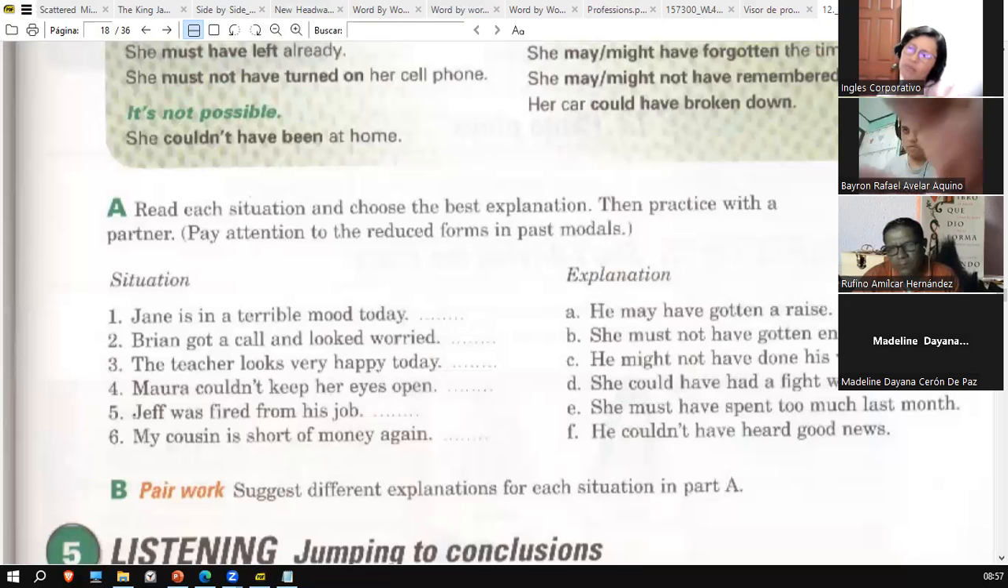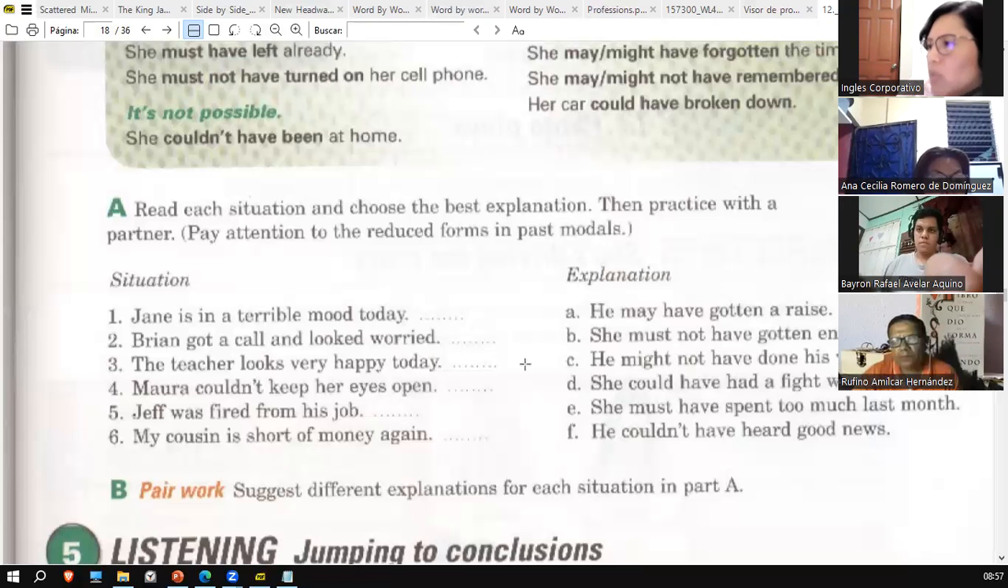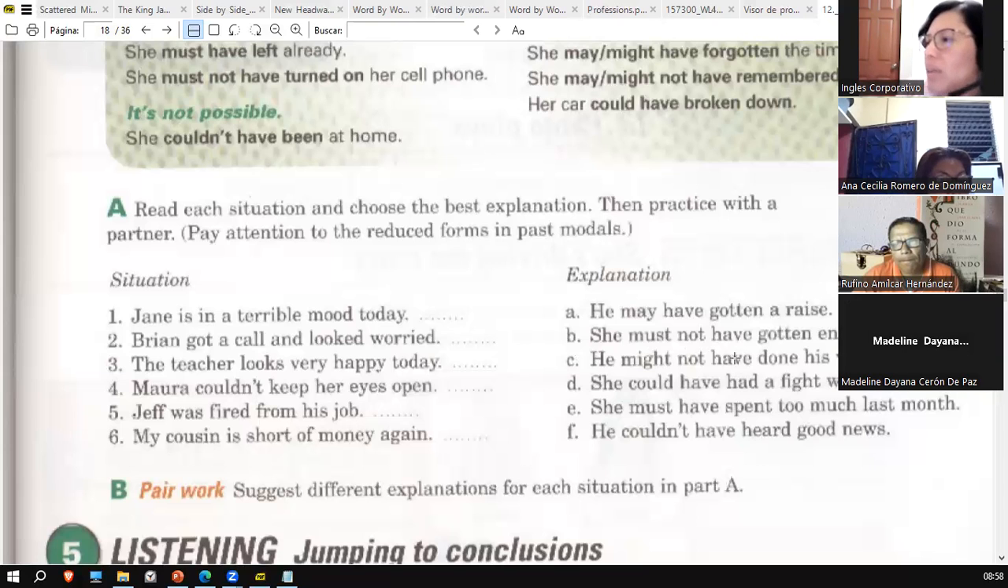What about number one? It says, Jane is in a terrible mood today. Pobrecita, that's a super moody. So what do you think is the explanation why Jane is in a terrible mood? A, B, C, D, E, or F? B, teacher. Veamos. She must not have gotten enough sleep. D, she could have had a fight with her boyfriend. Possibly, right? Probably she could have had a fight with her boyfriend.